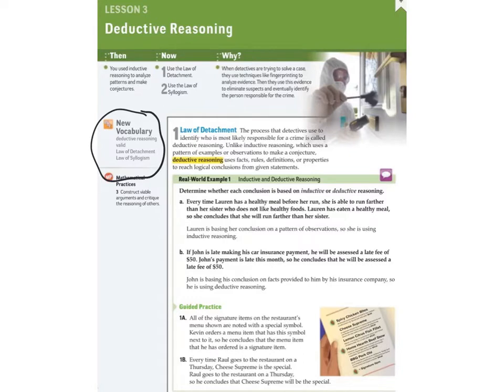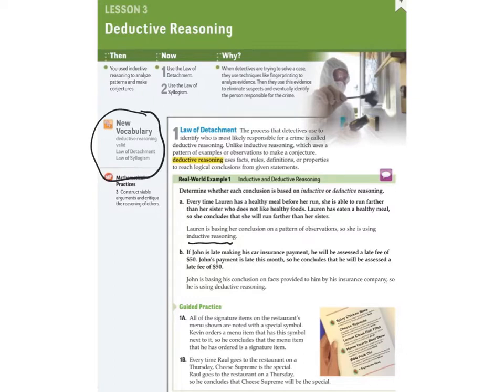Okay. So let's have a look at number one. Example one is either going to be inductive, which is facts and figures, or it's going to be deductive, looking at rules, etc. Okay, so example 1A says that every time Lauren has a healthy meal before her run, she is able to run faster than her sister, who does not like healthy food. Lauren has eaten a healthy meal so she concludes that she will run further than her sister. Is that inductive or is that deductive? Well, because it's a pattern of behaviour, if she eats healthily, she runs faster than her sister. So as you can see, that is inductive reasoning.